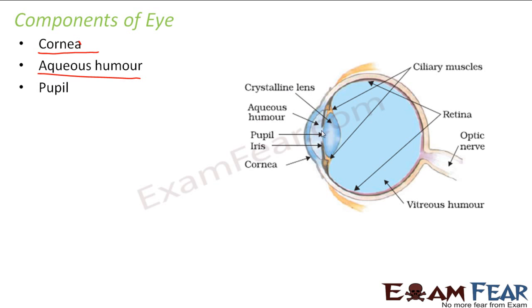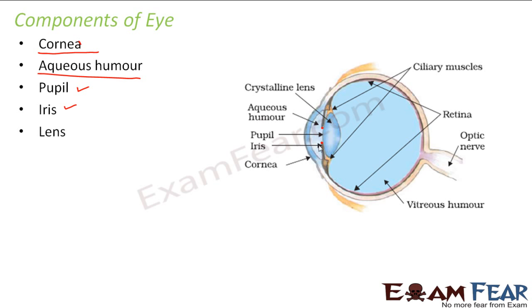Next comes a small opening. As you can see here, this small opening is termed the pupil. A little beyond that comes the iris, which makes this small opening. As you can see here, this black colored structure is the iris, and the iris actually controls the size of the pupil. When the iris parts come closer to each other, your pupil will become smaller. When they move away from each other, the pupil will increase in size.